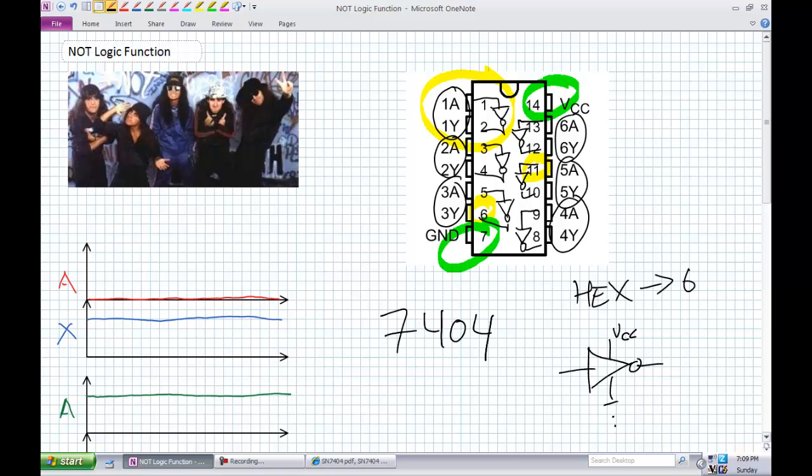You have to have pin 14 connected to the supply voltage, and you have to have pin 7 grounded for the whole chip to function. It doesn't work otherwise. I guarantee, first lab, someone's going to make this mistake. It happens every year.